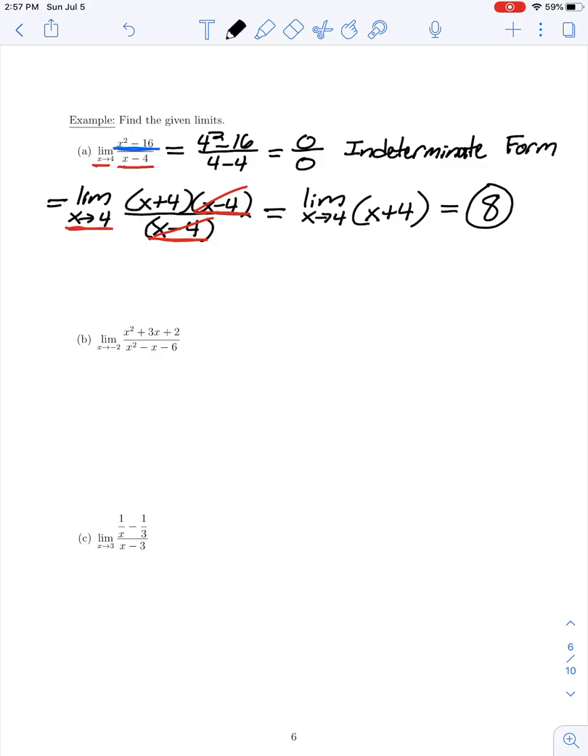So let's look at part B. We have the limit as x approaches -2 of a rational function, a quotient of polynomials. So the first thing that we always try for limits is to evaluate the function at the given value of x. So here, if we plug in -2 for our function, we would have a numerator of 4 minus 6 plus 2, and our denominator is 4 minus the -2, which becomes a plus 2, minus 6. So here, again, we have something of the form 0 divided by 0, which is indeterminate.